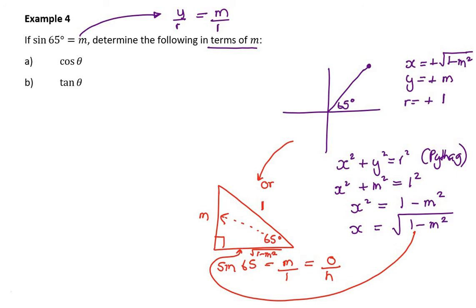So my adjacent is the square root of 1 minus m squared. Now you can work with either definition. You could work with the opposite, adjacent, and hypotenuse, or you could work with x, y, and r, and you'd still get the same answers.